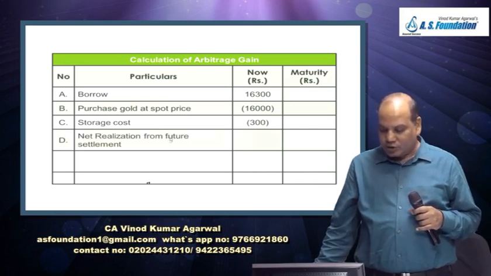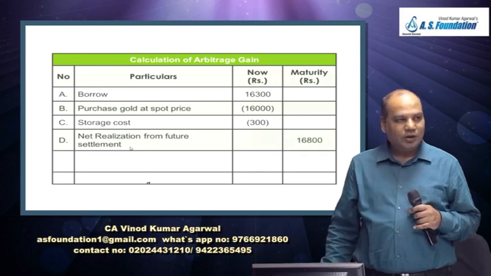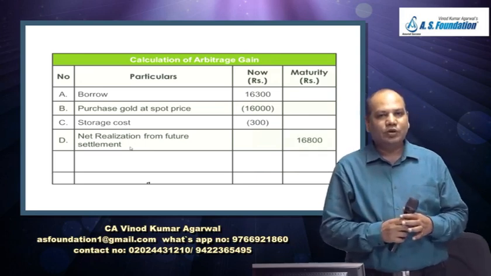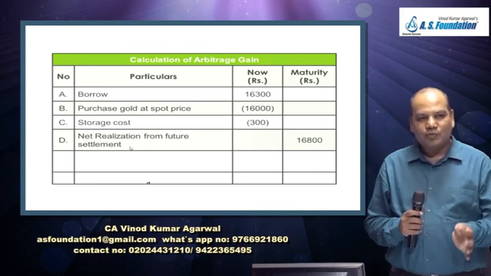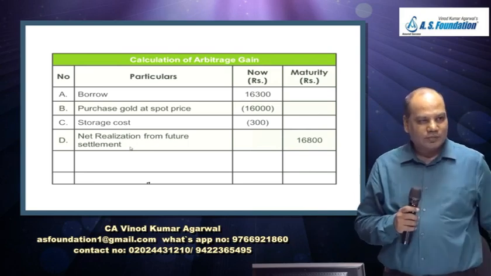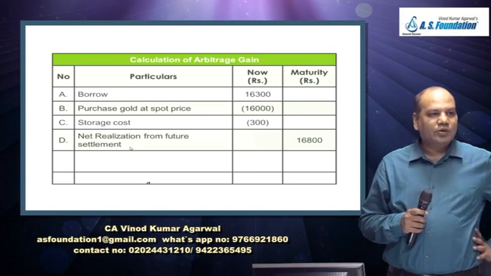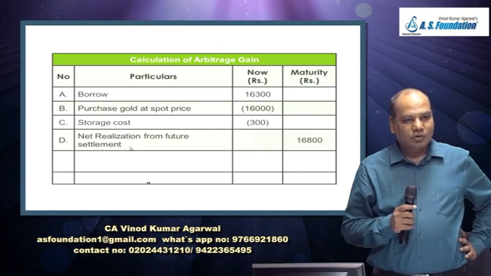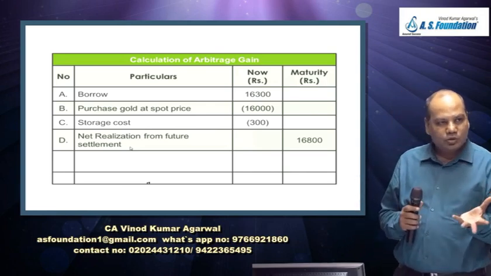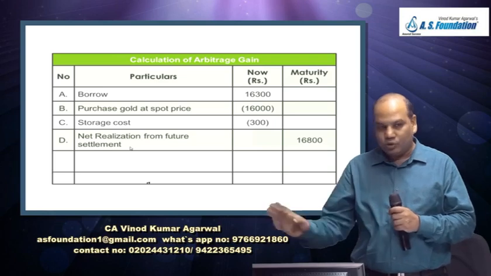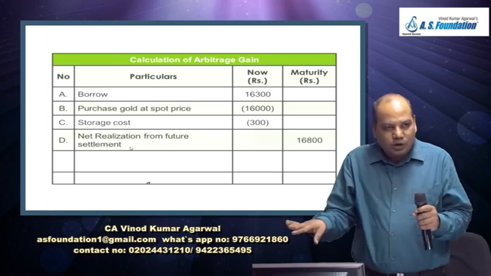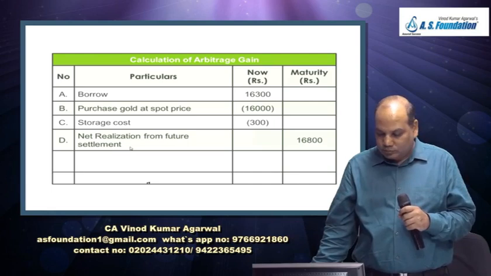So now next point, write down. Net realization from future settlement 16,800. Future contract in this example means you have a right to sell 10 grams of gold at 16,800. You've written a sell future. Right to sell at 16,800 10 grams of gold. And you are holding the gold also with you, 10 grams of gold in step number B. So that gold you have delivered. Now you don't have any gold left with you.